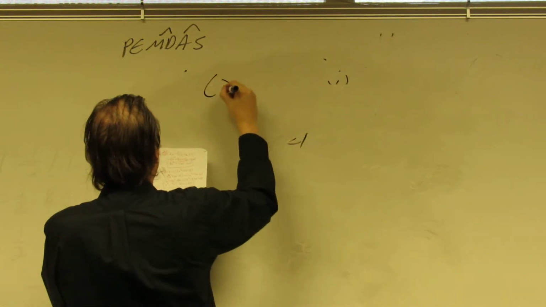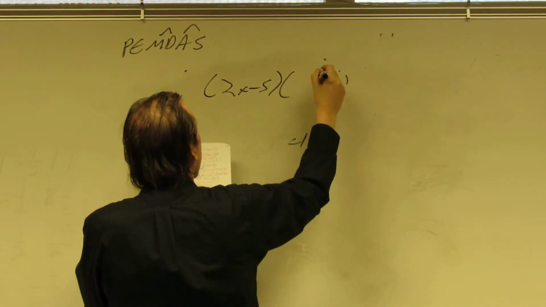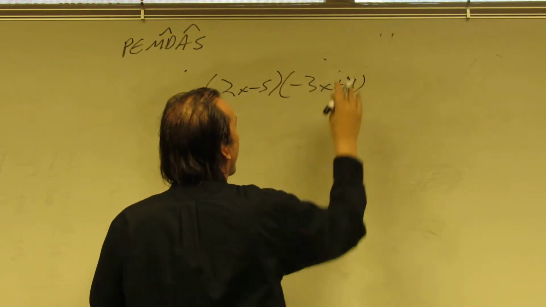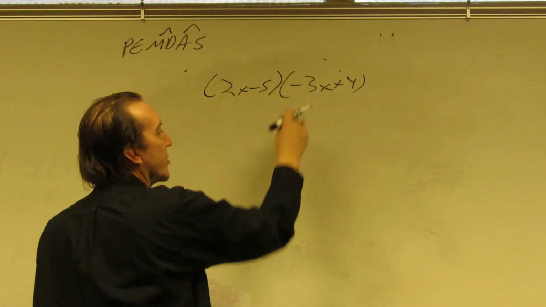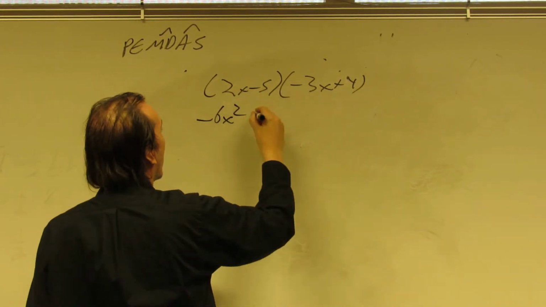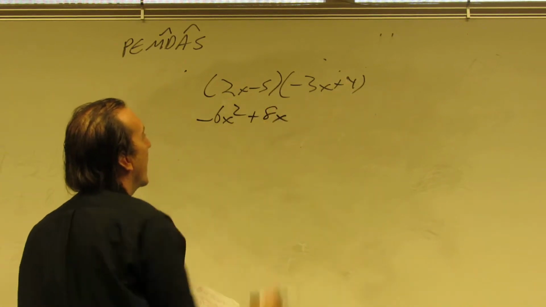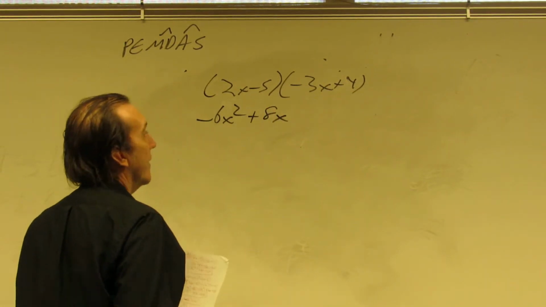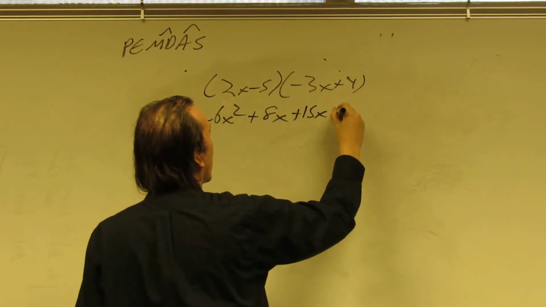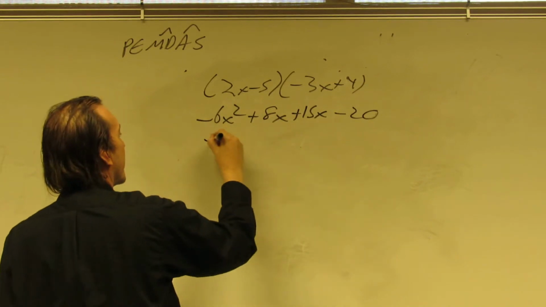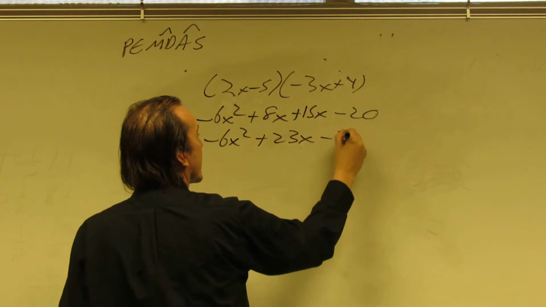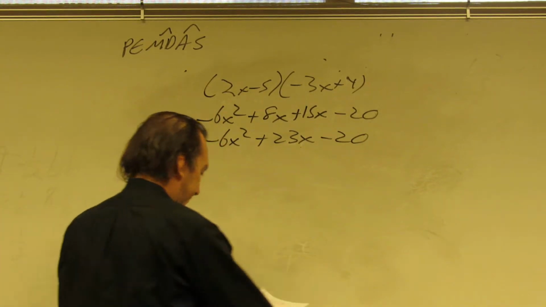Then let's say that we have 2x minus 5 times negative 3x plus 4. We're just going to do FOIL. The first is 2x times negative 3x is minus 6x squared. 2x times 4 is plus 8x. Negative 5 times negative 3x is plus 15x. Negative 5 times 4 is negative 20. Combine like terms, we're going to be left with negative 6x squared plus 23x minus 20.